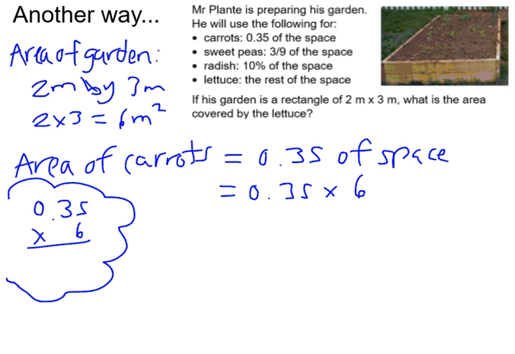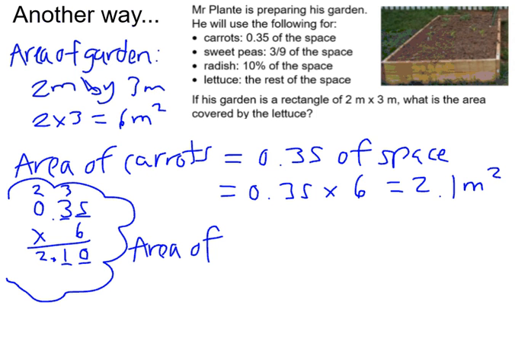0.35 times 6. 6 times 5 is 30. I put my 0 here, my 3 here. 3 times 6 is 18, 19, 20, 21. 21. 0 times 6 is 0, plus 2 is 2. And because you have 2 digits after the decimal, you need to place your decimal over here. So 0.35 times 6, that equals 2.1 meters square. So I got my area for carrots.